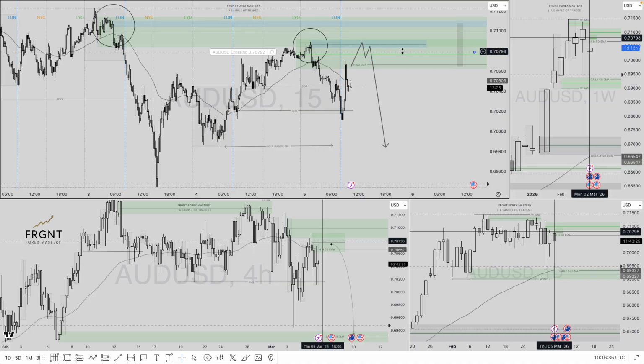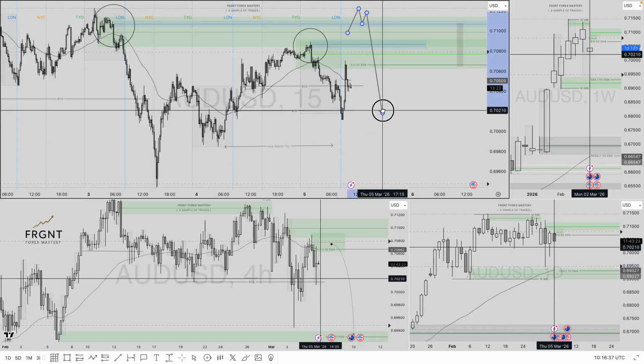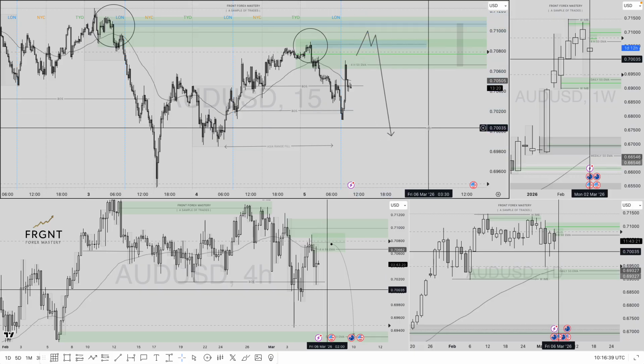On that 15-minute order block, and I'll be looking for confirmation shorts from there. So that's AUD US dollar.